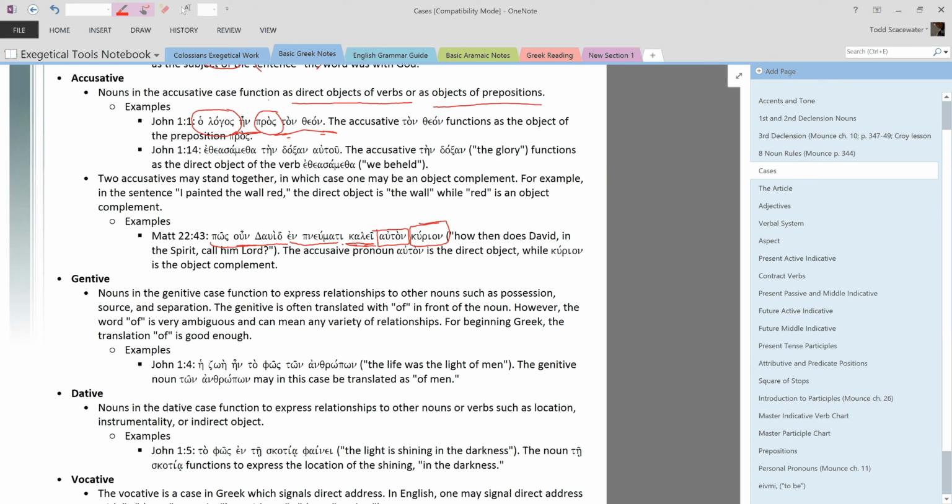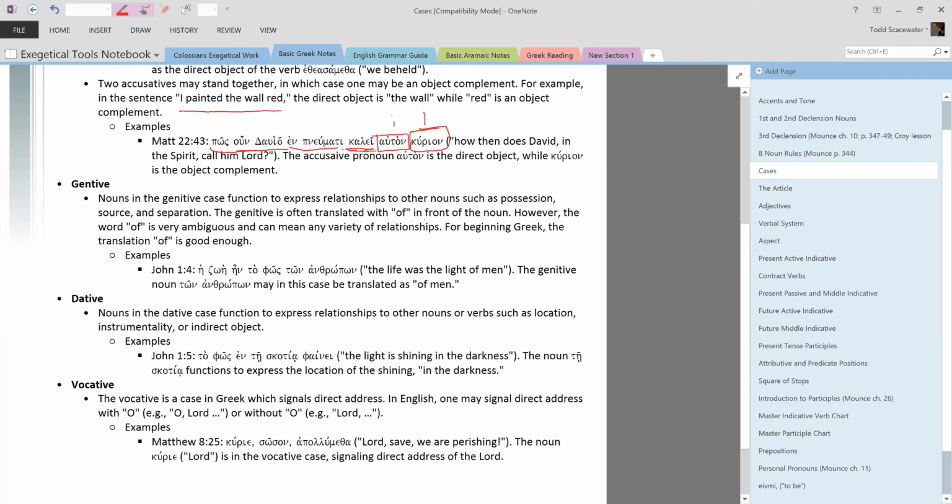So if you look up here, it says, I painted the wall red. Wall is the direct object, and red is the object complement. It's a complement that's telling you something about the direct object. You painted the wall to be red, is what you're really saying. And so in Greek, we have the same construction. How then does David in the Spirit call him Lord? Him is the direct object, Lord is the object complement. There are other uses of the accusative, as I said, which you can look up in Wallace, but for now this will suffice.